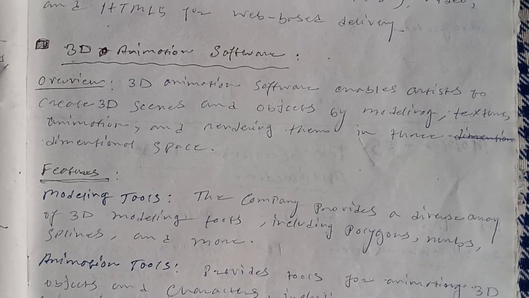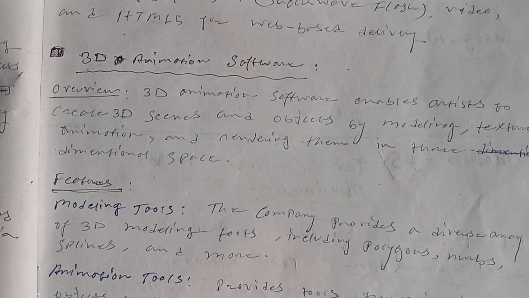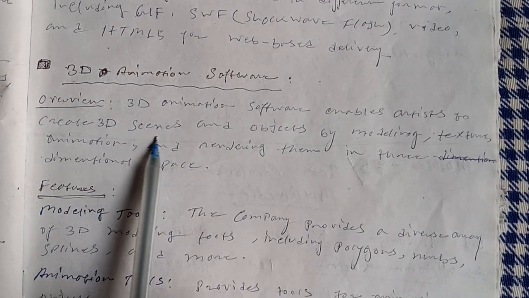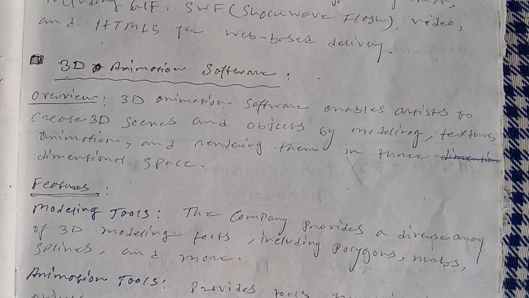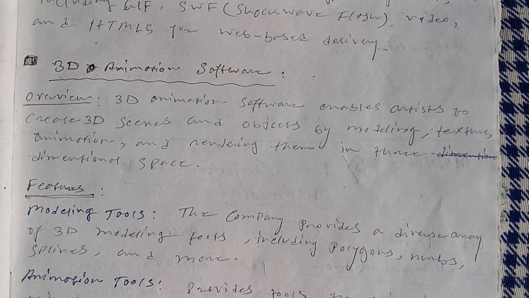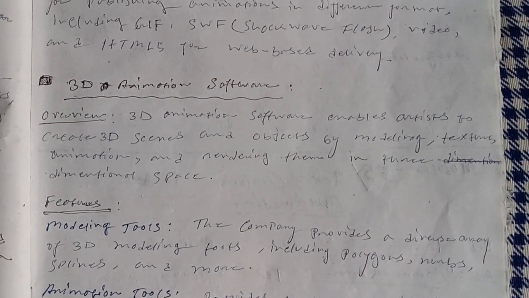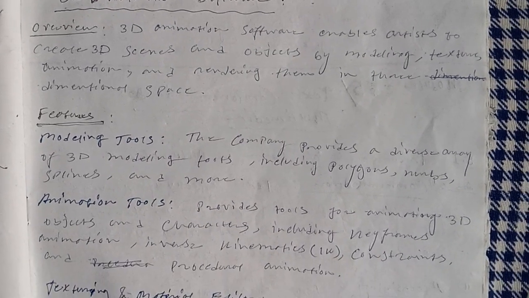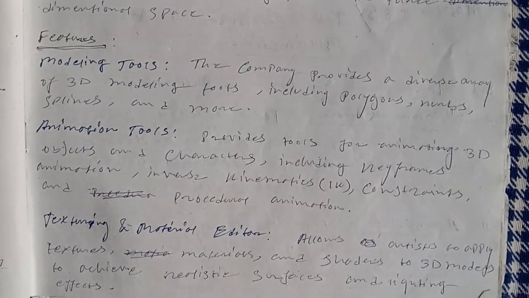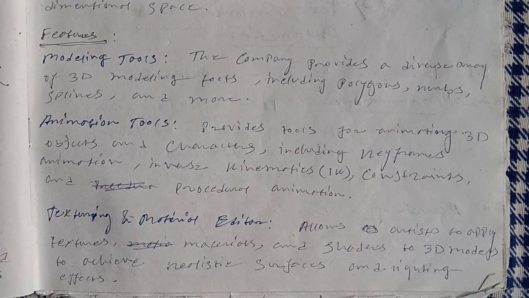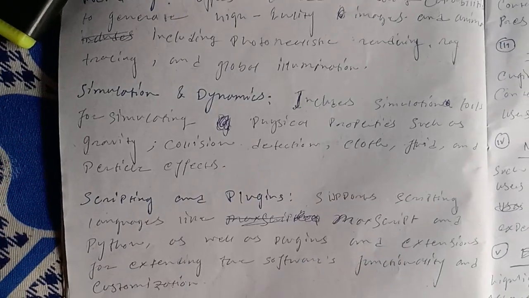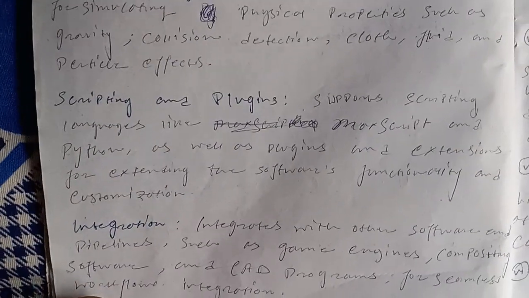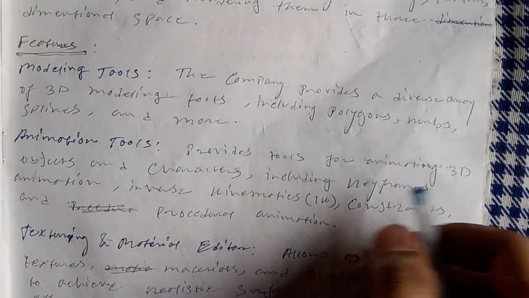Now we are going to see what 3D animation software is and what its features are. So let's see the overview. 3D animation software enables artists to create 3D scenes and objects by modeling, texturing, animating, and rendering them in three-dimensional space, or 3D space. You know what 3D animation is. So let's dive into the features. We have several features like modeling tools, animation tools, texturing and material editors, rendering, simulations and dynamics, scripting and plugins, and another one, integration. So first, let's see modeling tools.